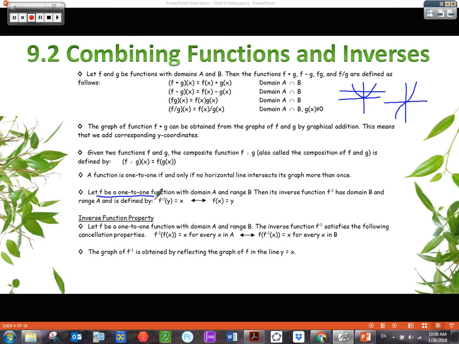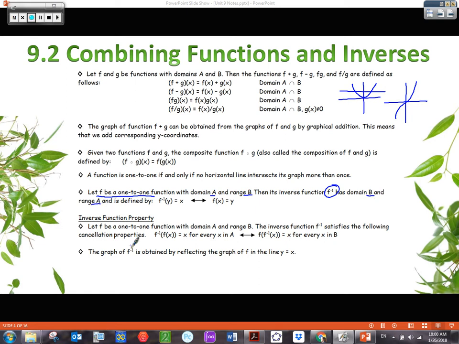So if f is one-to-one and it has a domain of A and a range of B, then the inverse, f negative 1, we looked at that with trig. We talked about that, right? It's not 1 over f. That is just a special notation that means inverse. So the inverse of f would have the domain and range switched, right? Its domain would be B and its range would be A.